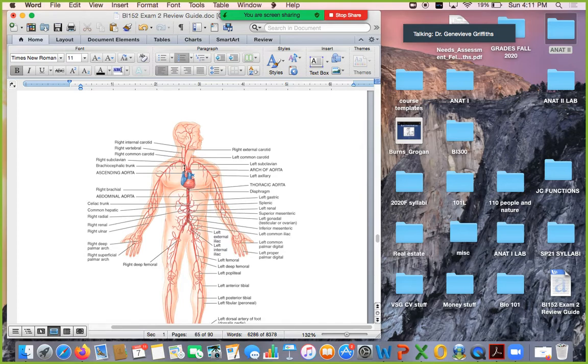Going to have three major arches. Again, we talked about that, including the brachiocephalic trunk, the subclavian, and then here's the carotid as well.